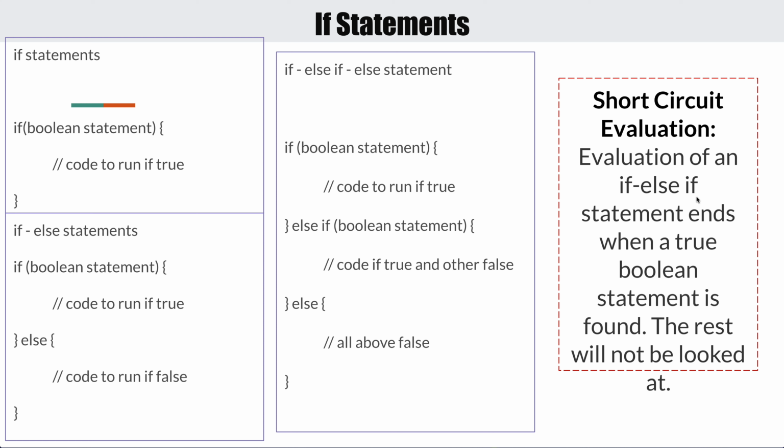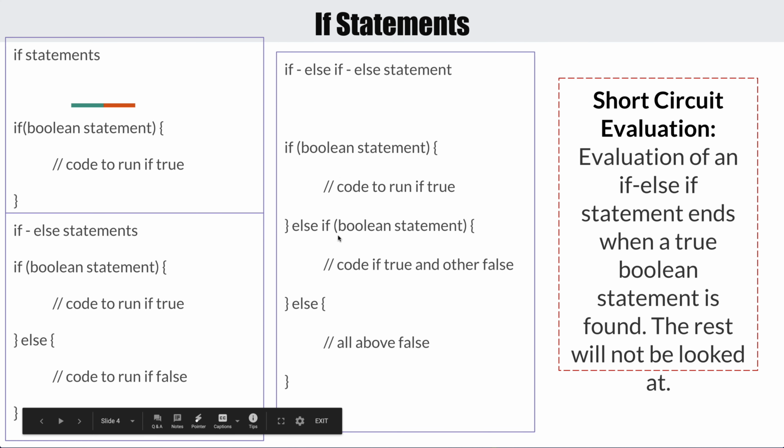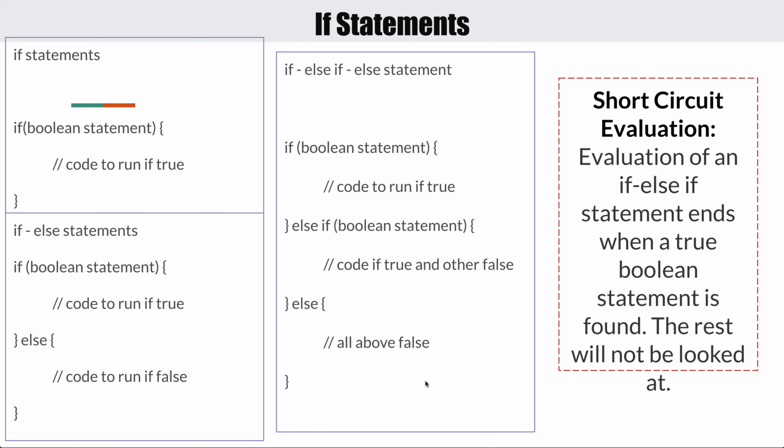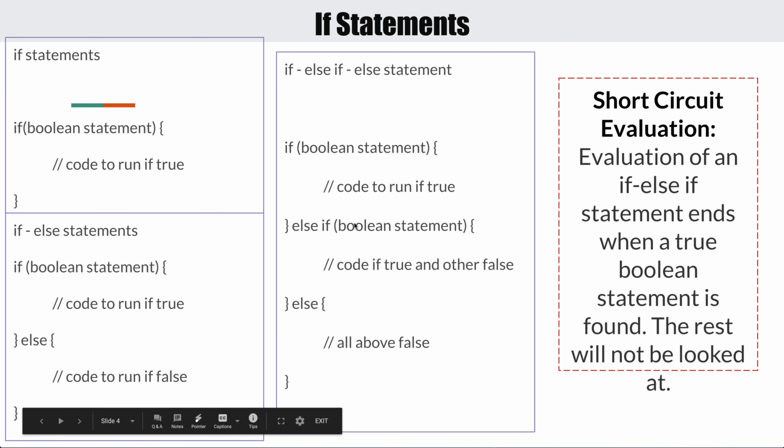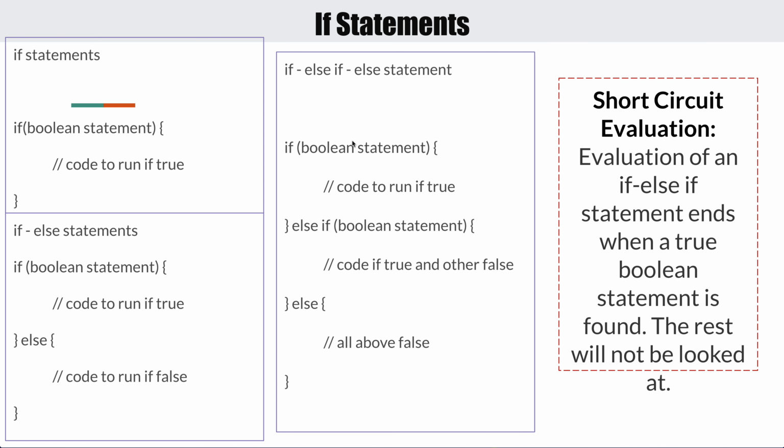Evaluation of an if statement ends when a true Boolean statement is found. The rest will not be looked at. So what we mean by this is, if this first if statement is true, then the computer's not even going to look at these other two. Even if this one would also be true, it doesn't matter. Once it hits a true statement, it jumps out of this if else block. So keep that in mind when you're organizing your statements.